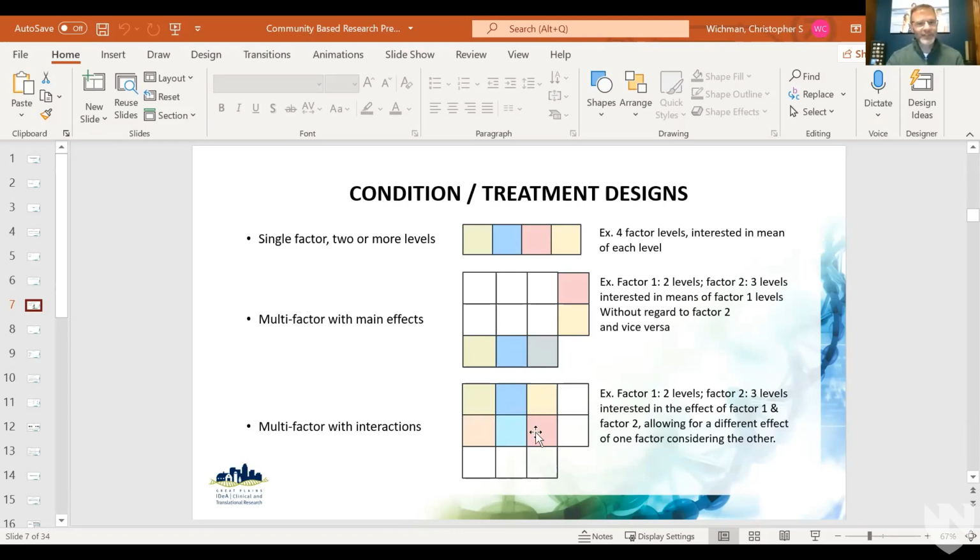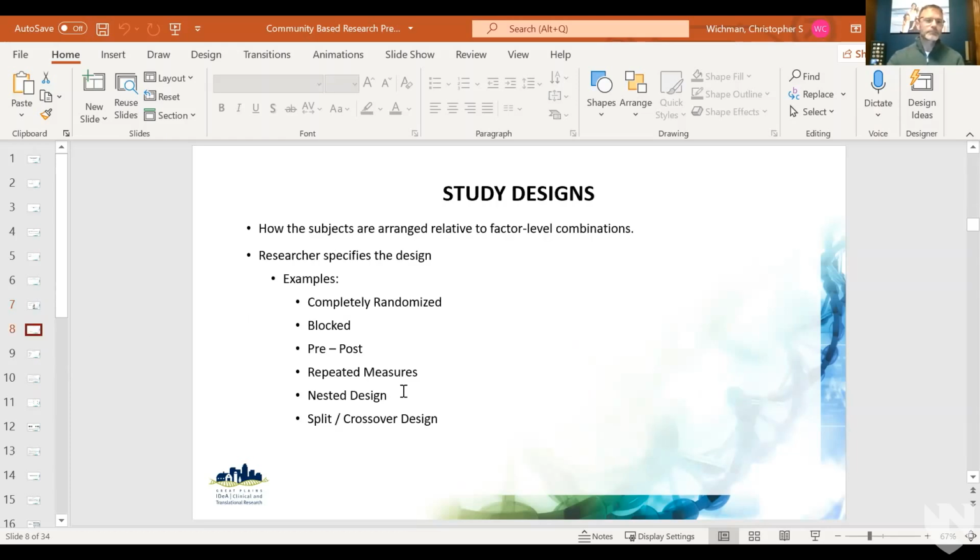So those are the ideas of the treatment designs. And again, we could get more complicated and stack things up. And I'm not getting into the covariate and confounding piece yet. I'm going to get there.